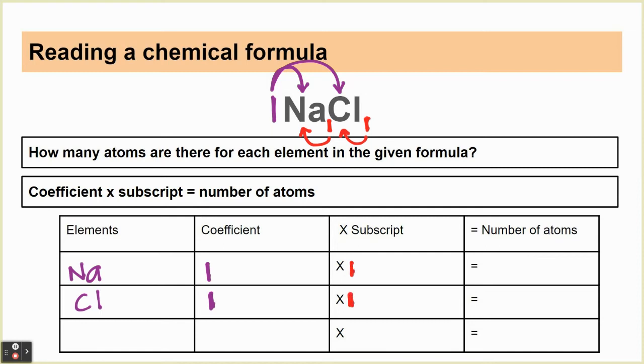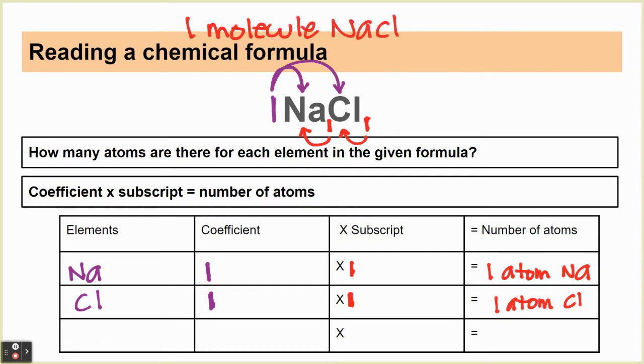You see it? So let's try to figure out how many atoms we have. 1 times 1, you got 1 atom of Na. And Cl, 1 times 1, you got 1 atom of Cl. That's how easy it is. And don't forget, guys, we read this as one molecule. We read this as one molecule of NaCl. All right, cool. Let's try another one.